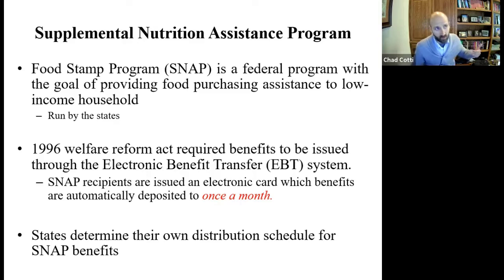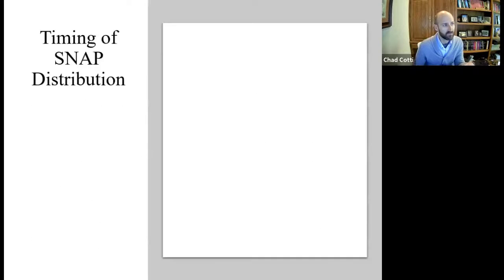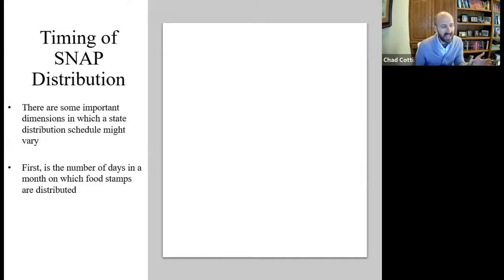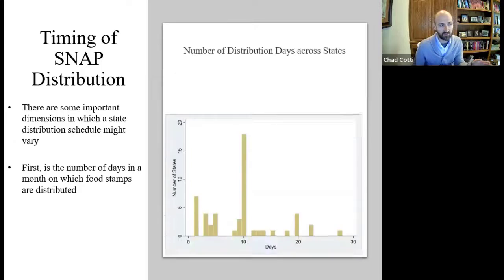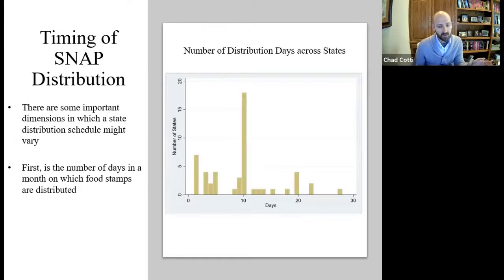The other salient point is that states are free to determine their own distribution schedules for SNAP benefits. So this creates a lot of heterogeneity. First, the number of days in the month that food stamps are distributed varies quite a bit across states. Circa the beginning of 2019, around 7 states are distributing all of their benefits on one day, so 100% of households get their benefits on one specific day per month.